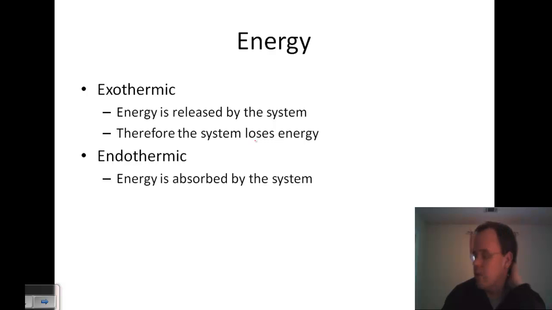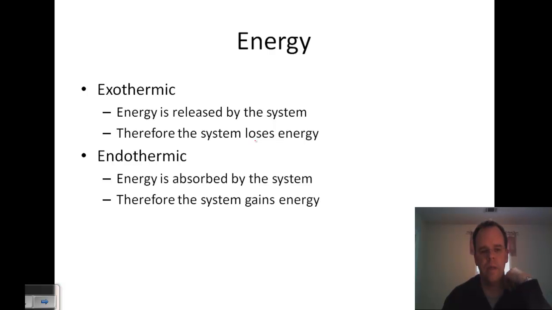Endothermic reaction, energy is being absorbed by the system. These are the reactions where the container would feel cold. A chemical ice pack, when you break the chemical and shake it around and it feels really, really cold, that's an endothermic reaction. The system gains the energy from the surroundings.